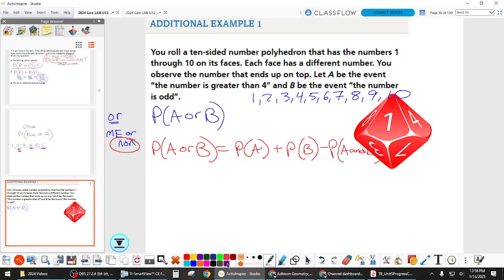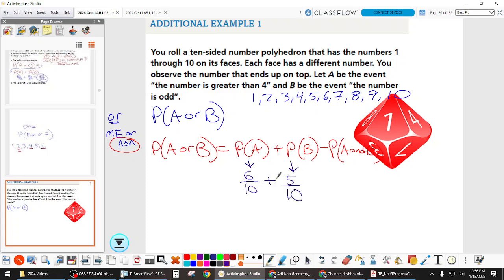Alright, let's walk through this. What's the probability of A? A, remember, is greater than 4. If I just roll a die, what's the probability that the number will be greater than 4? On this one. What was it? Well, it's 6 what? It can't just be 6. 6 over 10. Yeah. 6 out of 10 numbers are greater than 4. Good? Okay. What's the probability of B, the number is odd? 5 out of 10.